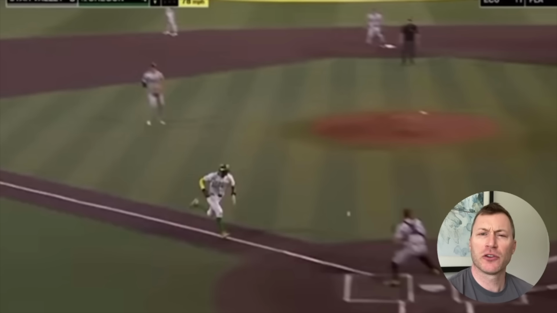But technically, the catcher isn't allowed to block the plate if he doesn't have the ball. At least that was my understanding. Let's look at the rule. So here's the rule that I found. Unless the catcher is in possession of the ball, which he is not, the catcher cannot block the pathway of the runner as he is attempting to score.